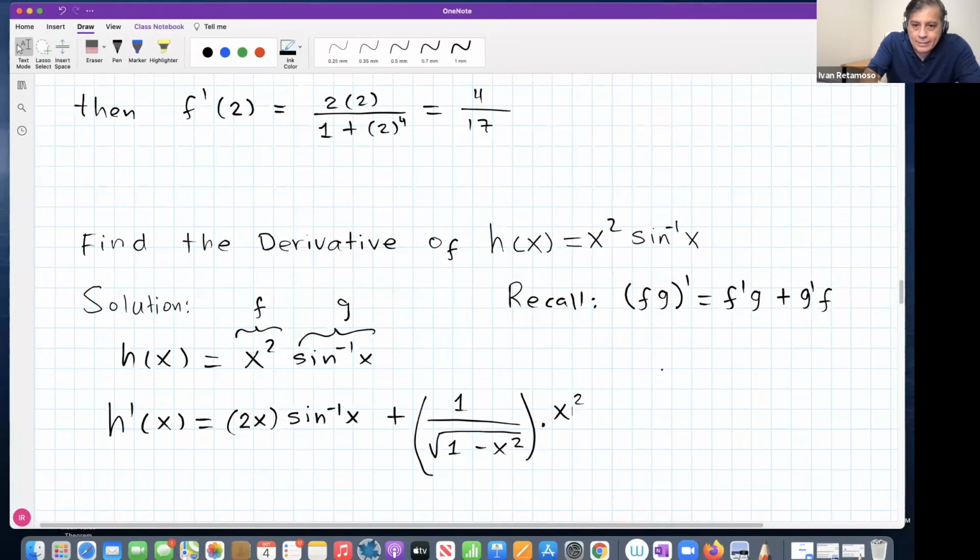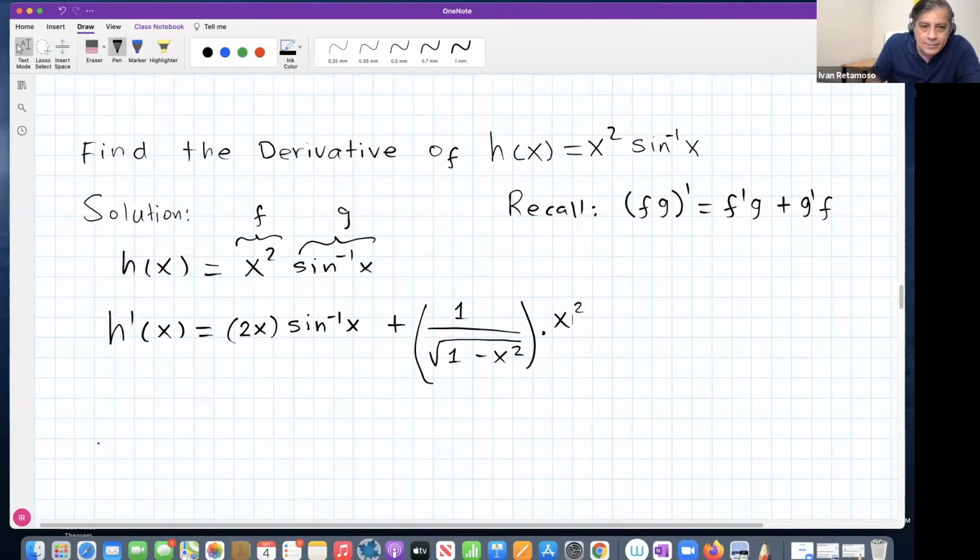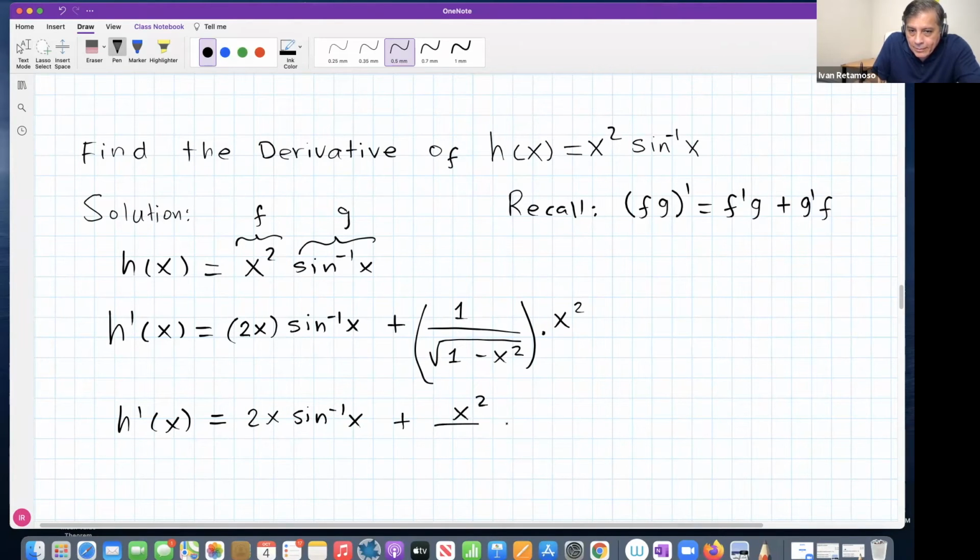All right, great. So now just simplify. So h prime of x, or derivative of the function h, will be 2x multiplied by sine inverse of x, plus x squared times 1, which is just x squared, over the square root of 1 minus x squared. There is nothing else to do there. Just leave it alone. This should be your answer, okay?